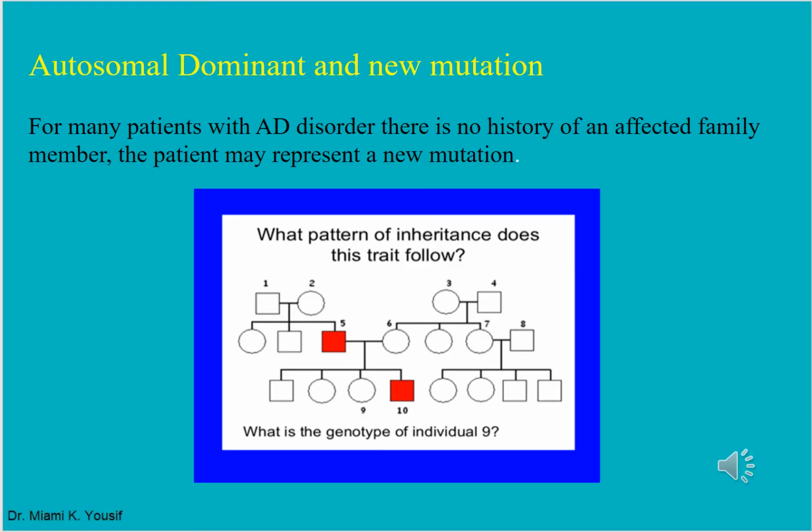For many patients with autosomal dominant disorder, there is no history of an affected family member. The patient may represent a new mutation, and we call this autosomal dominant with a new mutation.